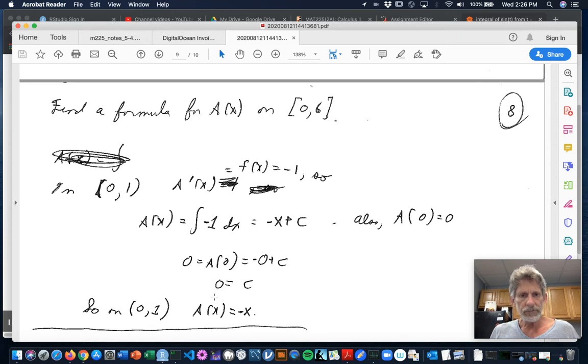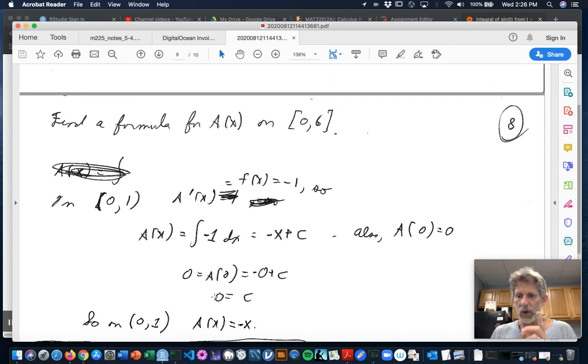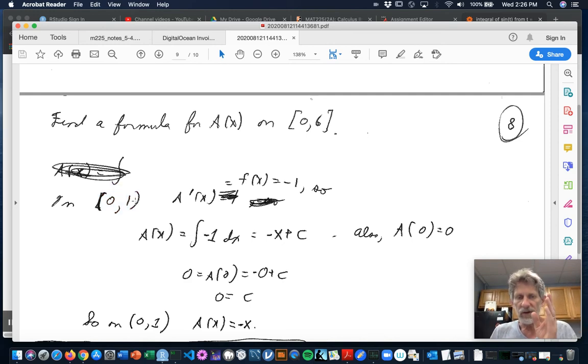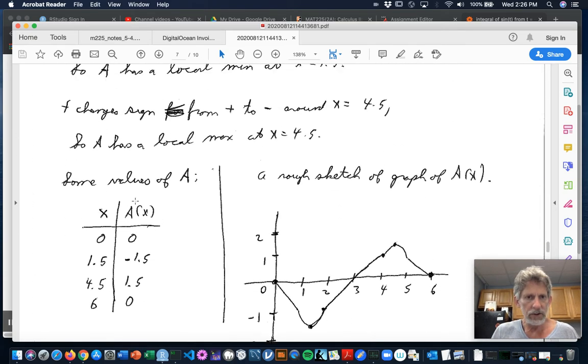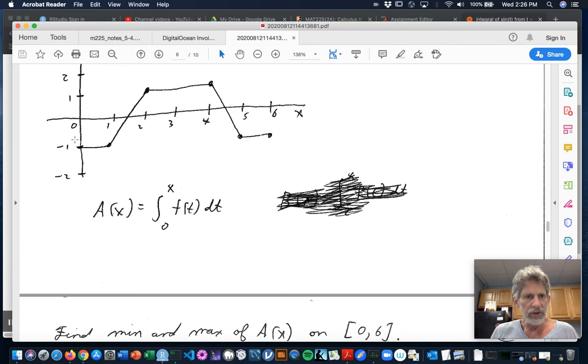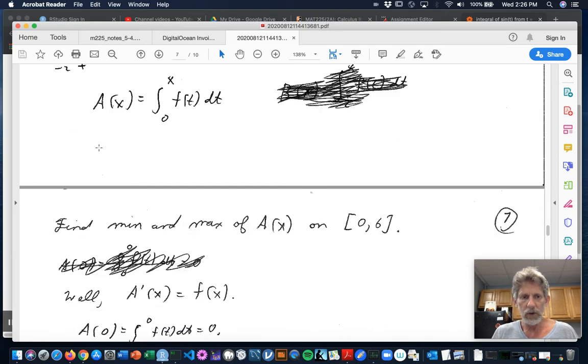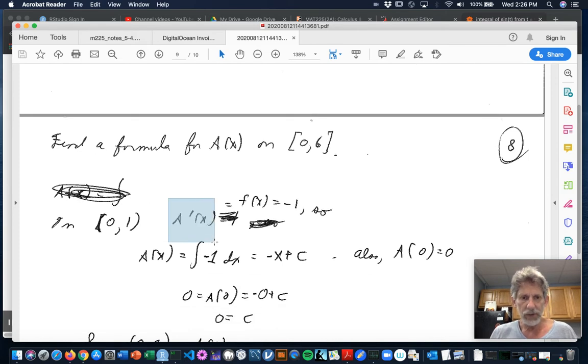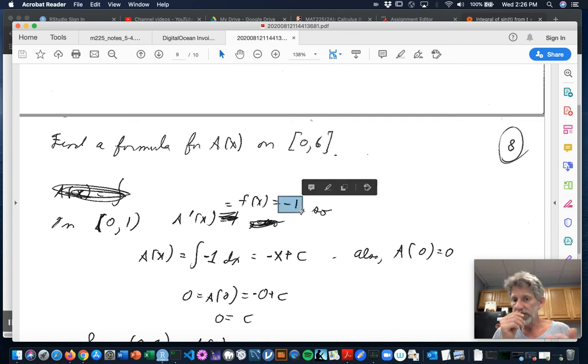Well, the key is to keep thinking about what little f is on various little regions. I am first going to look at the x's from 0 to 1 and think, what was little f? I go back and look up at little f, and it was -1 all the way from 0 to 1. That's crucial because the derivative of capital A is little f. A prime at x is little f for those x's between 0 and 1. So A prime is -1 for the x's from 0 to 1.